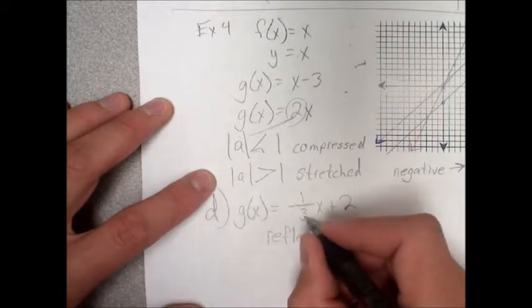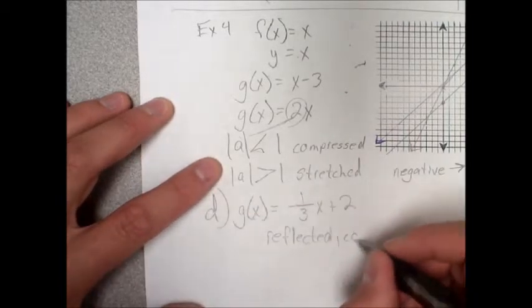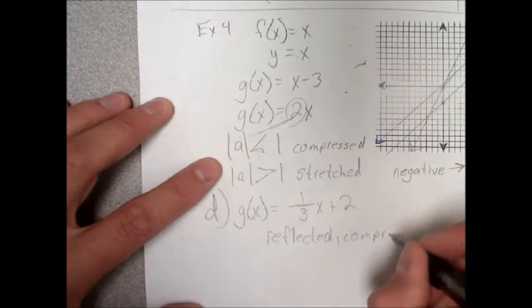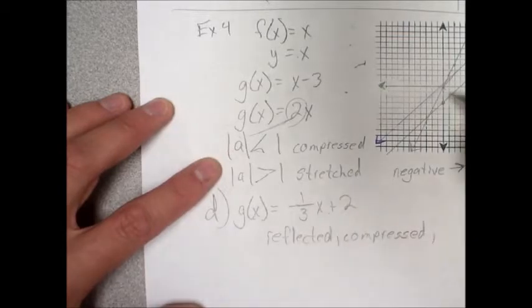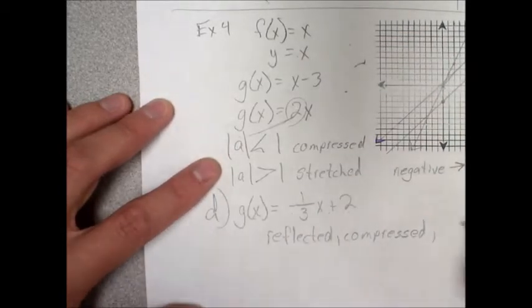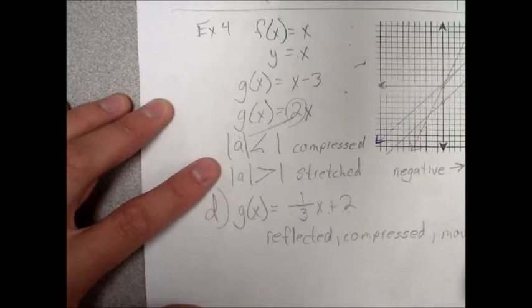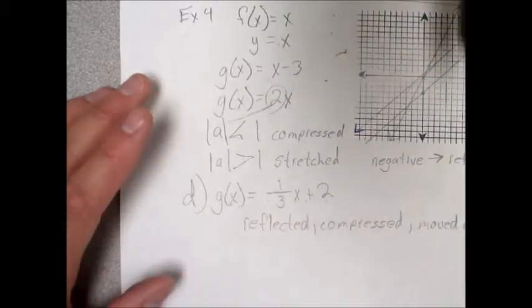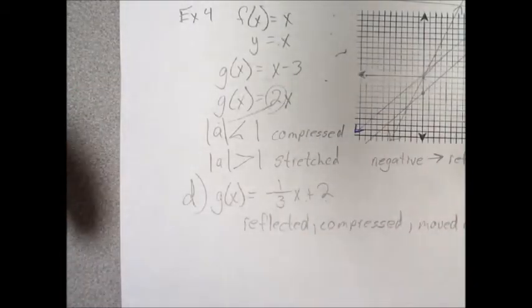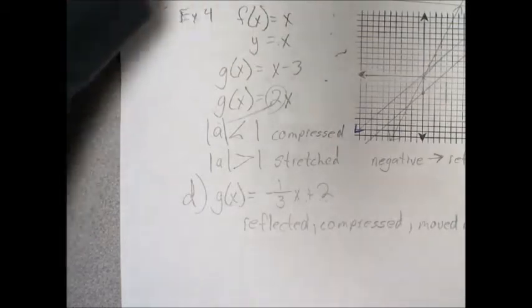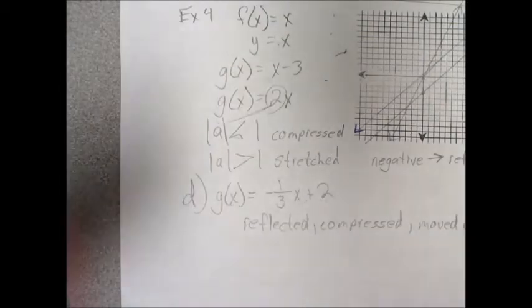Because this is 1/3 and it's less than 1, it's been compressed. And then because it's plus 2, it's been moved up 2 units. Actually, I guess the technical word would be transformed, but moved up 2 units. Okay. Questions there? These are a lot easier to read in y equals mx plus b form. So if they give them to you in something other than that, you're going to need to translate them to y equals mx plus b.